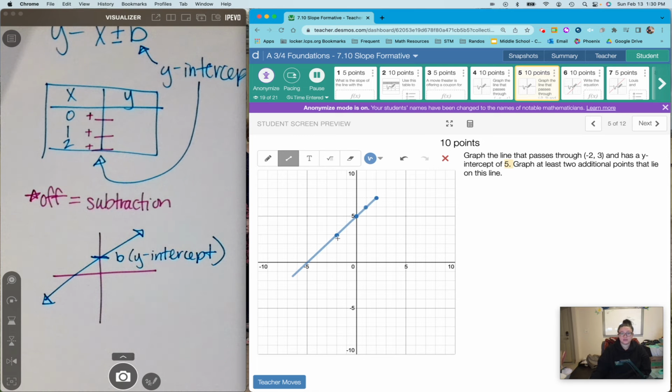The biggest thing is you've got to know the difference between a slope and a y-intercept. We've got to know slope is multiplicative. Y-intercept is additive. We have to know that quick.